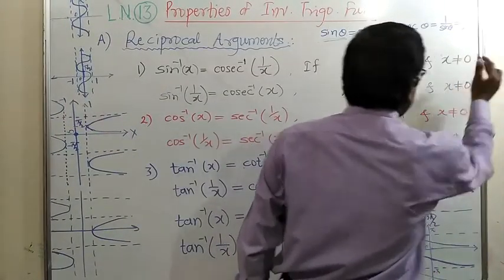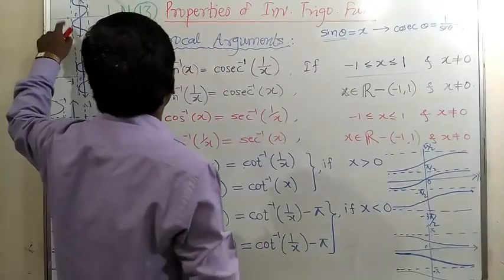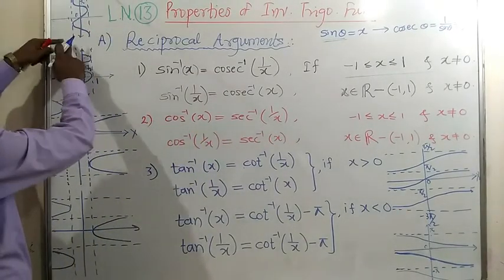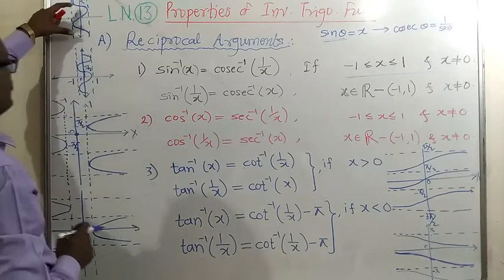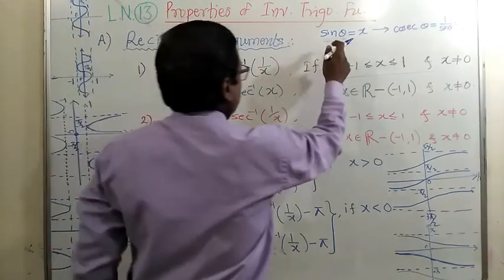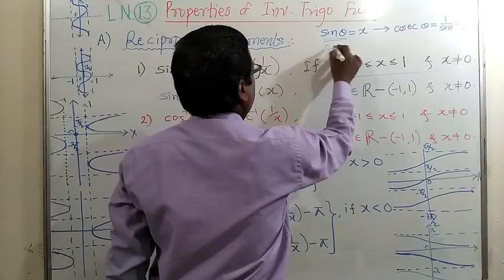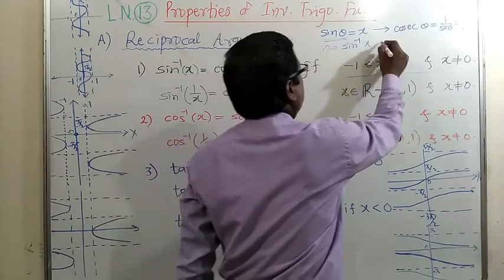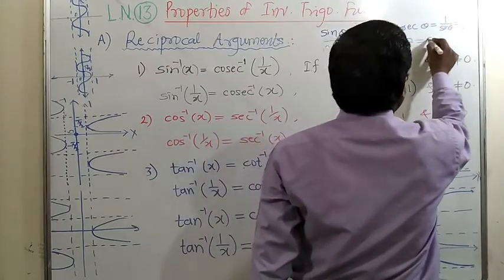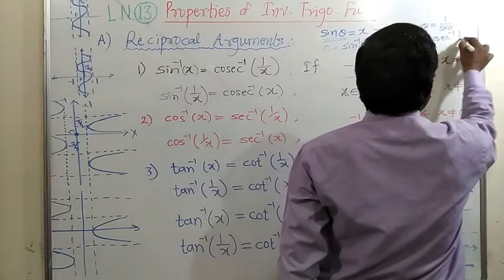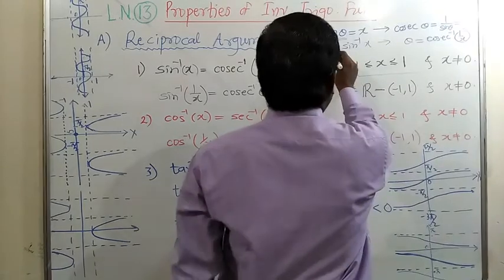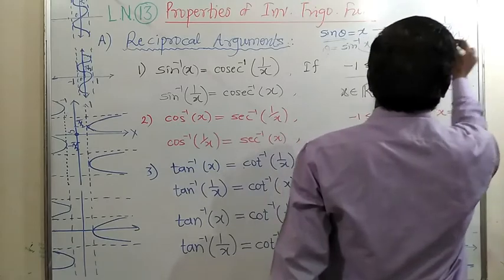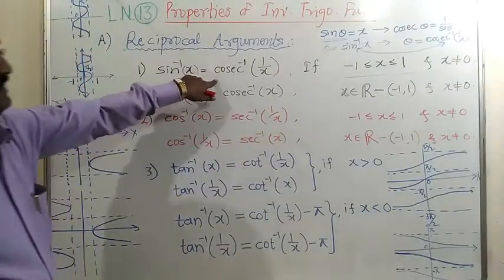So understand these conditions. The graph of the inverse sine function is bounded between two vertical lines, that is x equal to -1 and x equal to +1, and in this case we can define the inverse function. So theta is equal to sine inverse of x, and this implies theta equal to cosec inverse of 1 upon x. So this theta is sine inverse x, and the same theta is cosec inverse of 1 upon x. So sine inverse of x is equal to cosec inverse of 1 upon x.